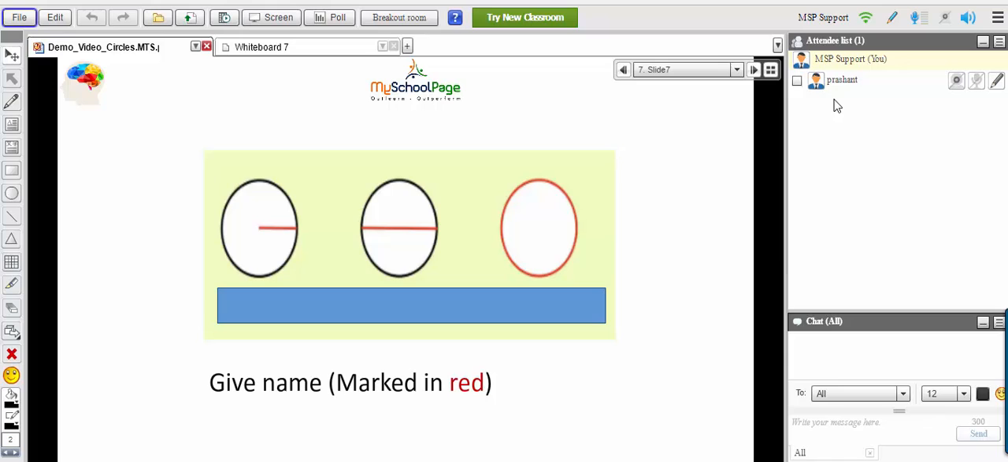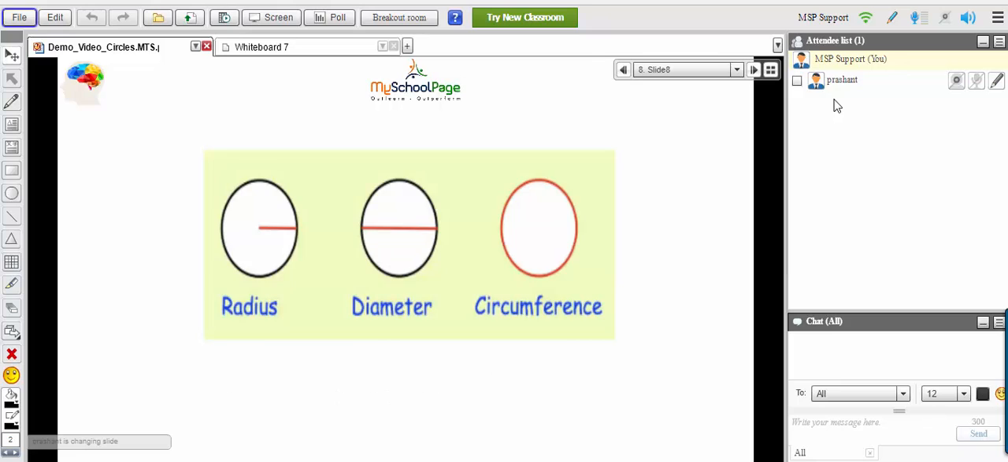Now can you give the names? This is the radius, and this is the diameter, and this is the circumference. Circumference is the perimeter of the circle. So this is the length. Or we can also say circumference is the boundary of the circle. Now this is the radius, this is the diameter, and this is the circumference.